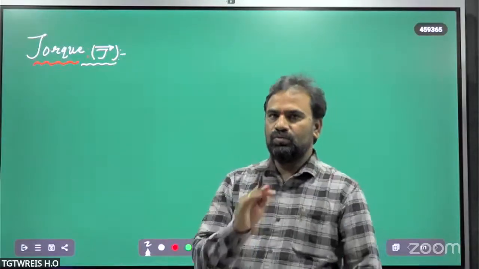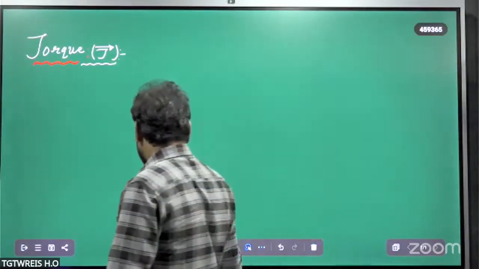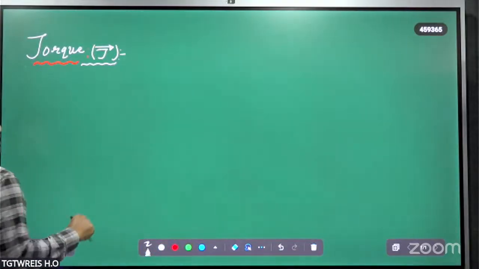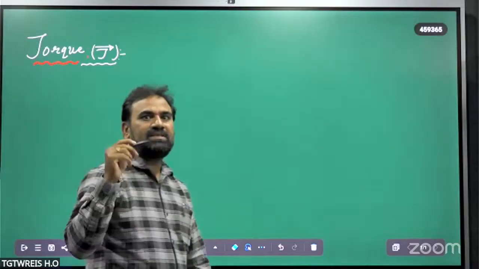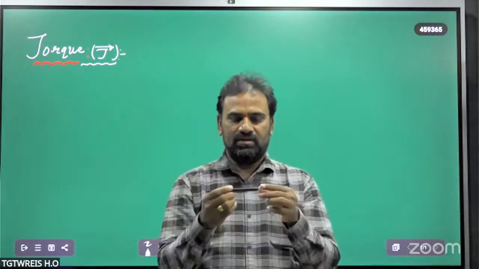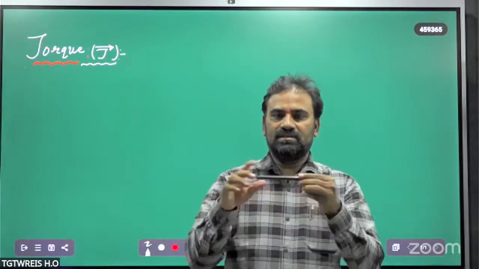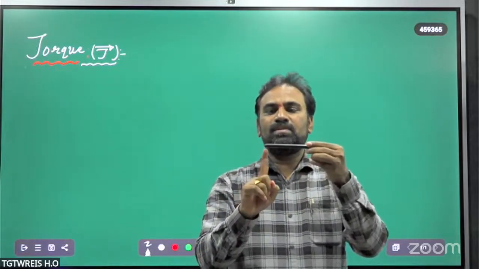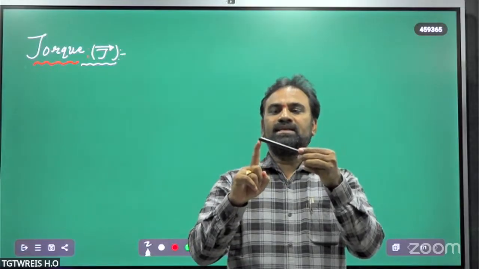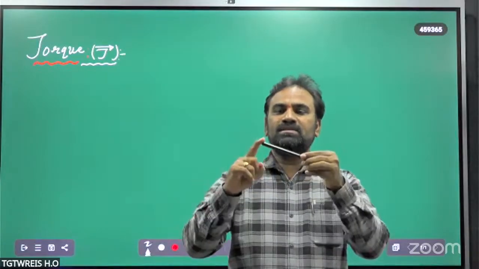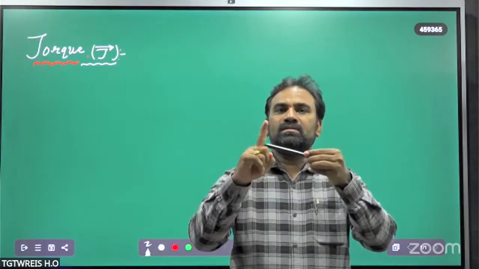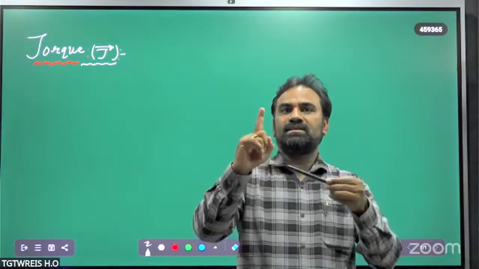So what is the torque? The turning effect of an object is called torque. Consider an object with one end fixed. At the other end I am applying some amount of force. Then the direction of the object changes, that means the object is turning. So the turning effect of a force is called a torque.